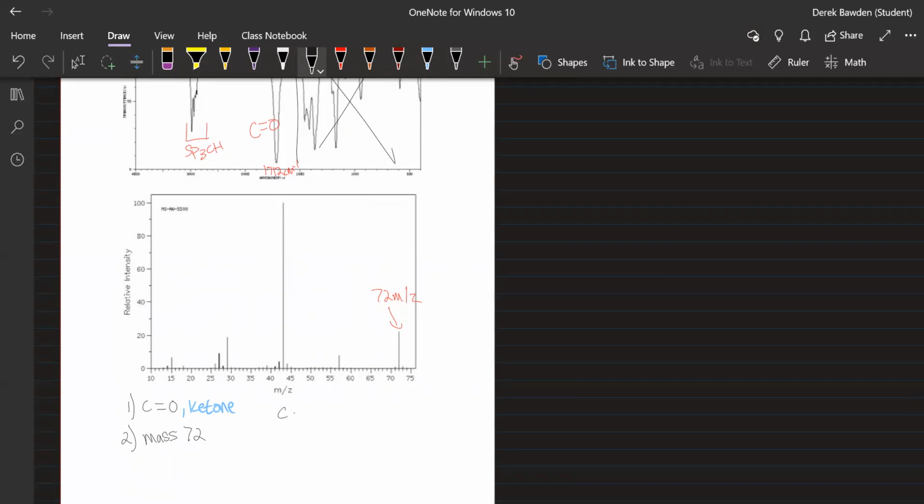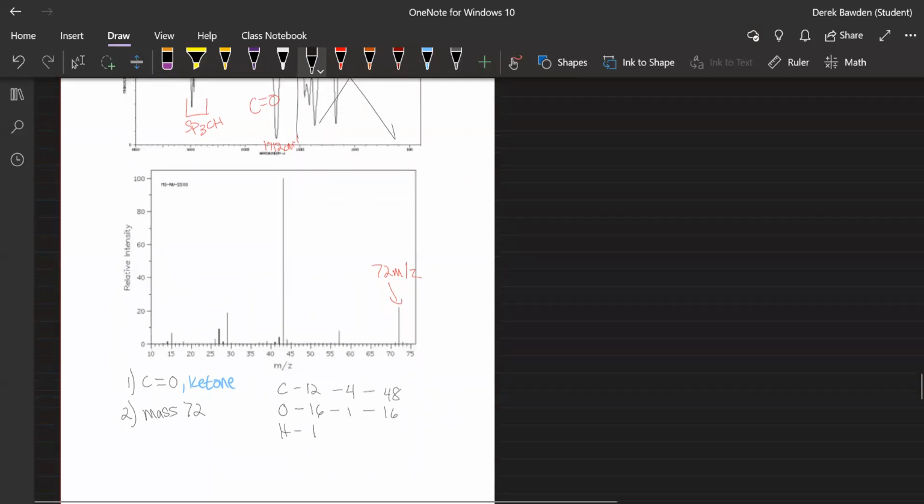So let's go: carbons that weigh 12, oxygen that weighs 16, and hydrogens that weigh 1. How many carbons do you guys think? 4. Let's go with 4. I'm good with that. So we have 16, 48. 16 plus 48 gives us 64. So we're going to get pretty close. Right now we're at 64 and we need to get to 72.